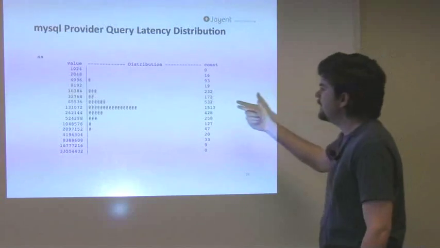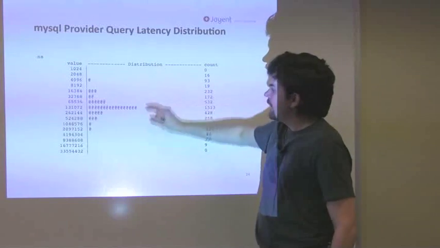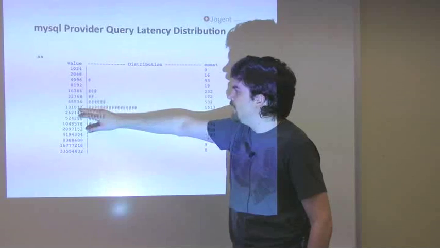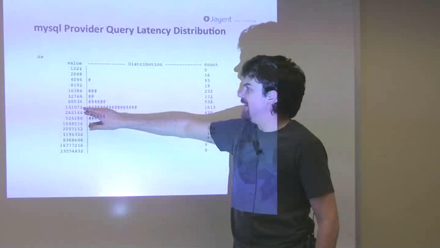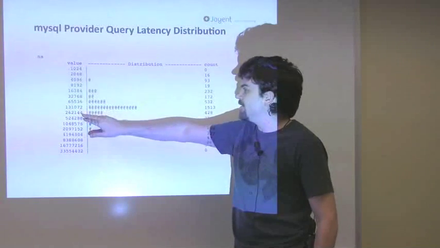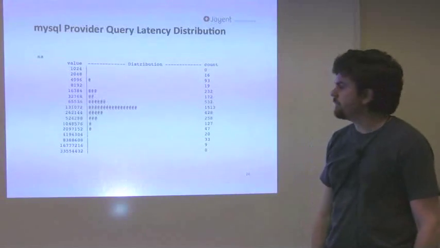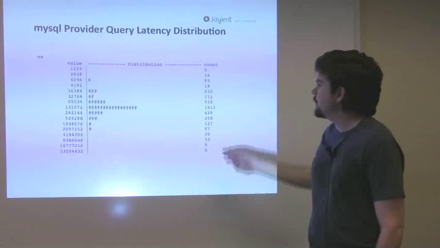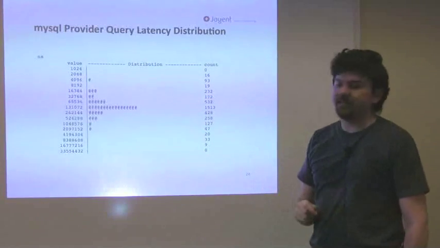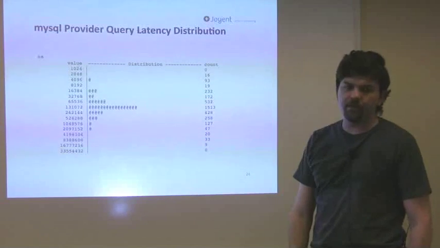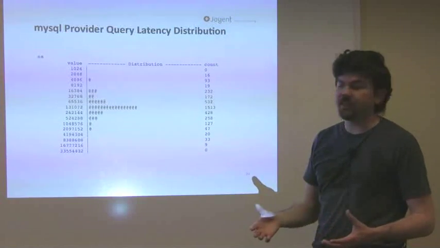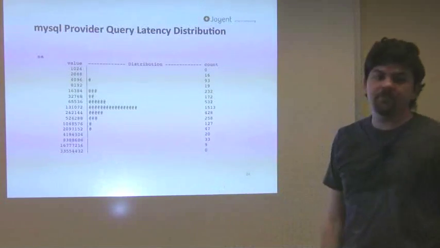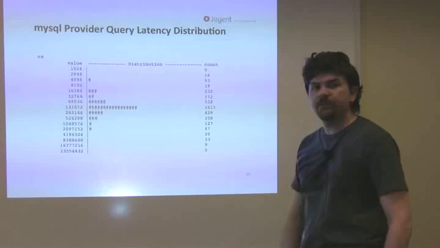So straight away, I can see most of the query time for while this script was running was between 131,000 nanoseconds, which is 131 microseconds, and 262 microseconds. Or in other terms, that's 0.1 and 0.2 milliseconds. So our queries are returning very, very fast indeed. We're not even getting anywhere remotely close to, say, slow query times of 1 second and longer. If there was any other interesting patterns, you'd be able to spot them in the distribution.